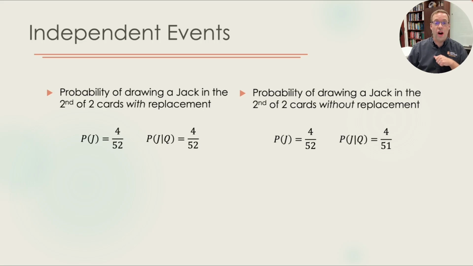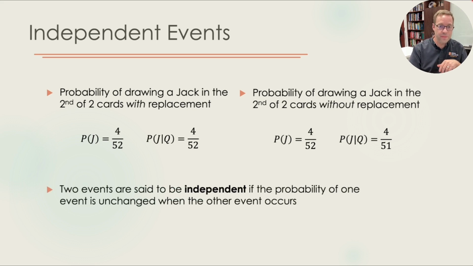All right. So on the left, you have an example of independent events where the second draw doesn't even care what the first one did. The probability doesn't change. But on the right, you have two dependent events, meaning the second draw does depend on what happened with that first draw. So two events are said to be independent if the probability of one event is unchanged when the other event occurs.